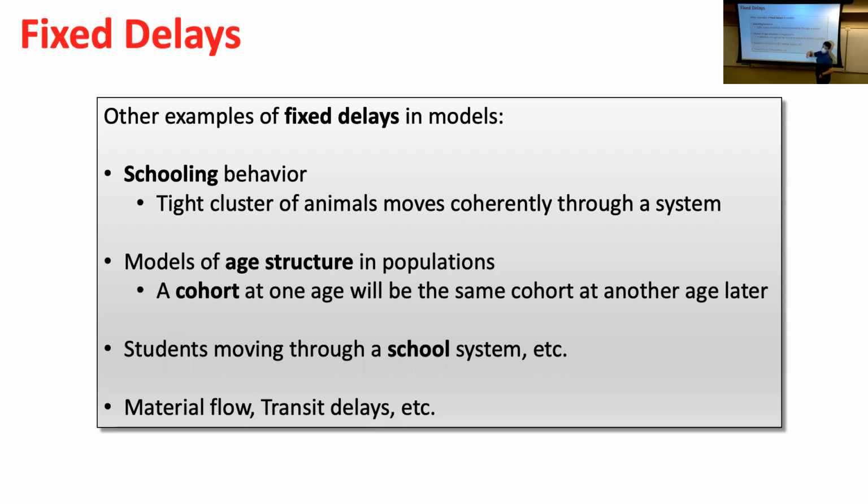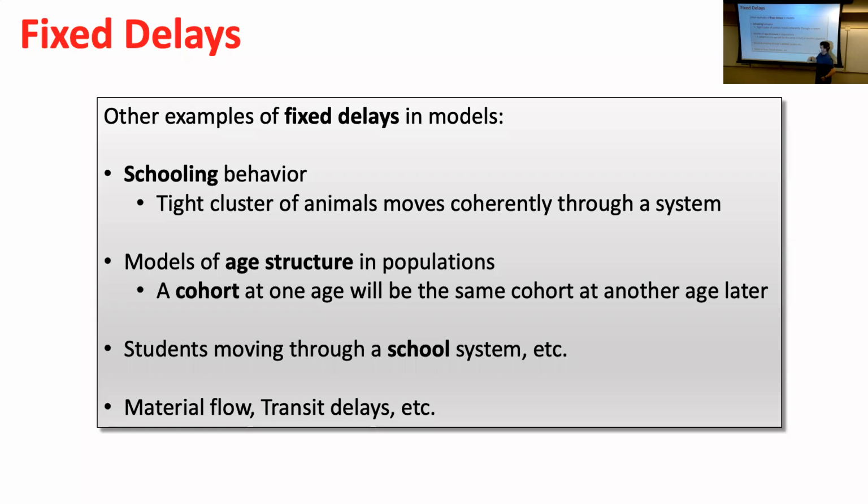Age structure in populations. You might say, we want to model the effect of some change in educational policy that is implemented in grade 1. Well, you know that students in grade 1 become students in grade 2, become students in grade 3, and so on. So whatever effect happened in grade 1, you're going to then see in grade 2 students the next year, and grade 3 students the next year, and so on. So modeling these age-structured populations is another place where you put these fixed delays.